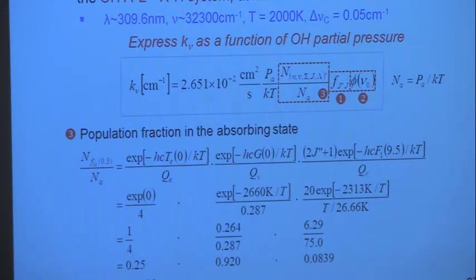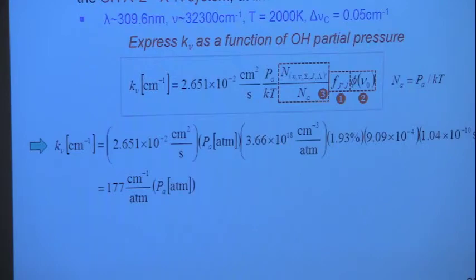2% of the OH molecules at 2,000 degrees are in a specific state. So I really have everything I need. I put all these numbers together. I solve for K, and I get a number that's 177, in these units, 177 centimeters minus 1 per atmosphere, now times the partial pressure of this species A, OH, in atmospheres.